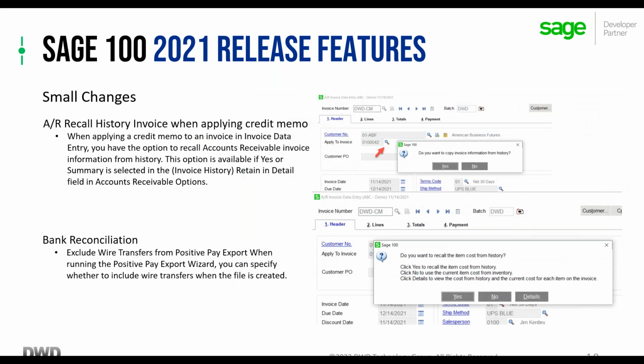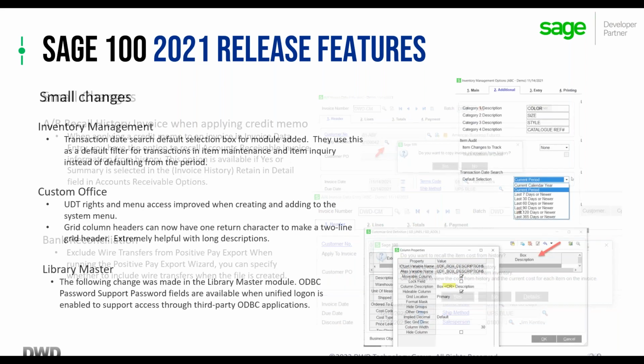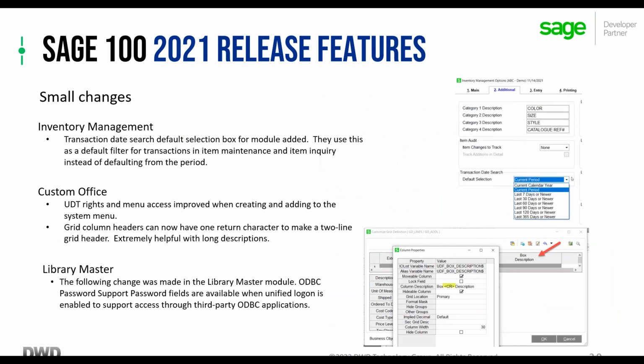Oh, small changes: the AR recall invoice history when I'm creating a credit memo. Again, it's a shortcut. You don't have to rekey everything when you're doing credit memos, so that's great. Bank rec, excluding wire transfer from a positive pay export. Again, a small little thing in 21. More small changes with inventory management, when you do a transaction date search, in the options it's saying, hey, what is the range you want to use?